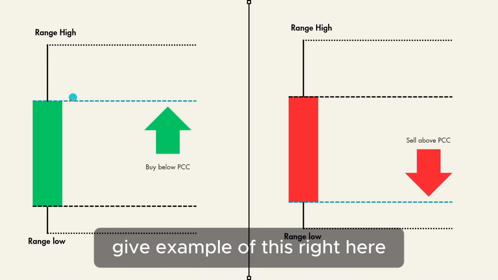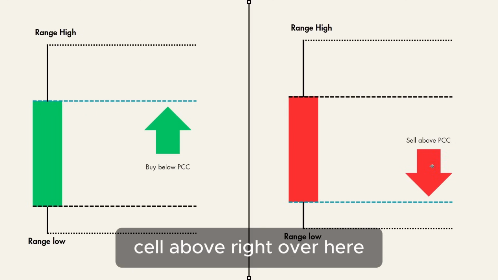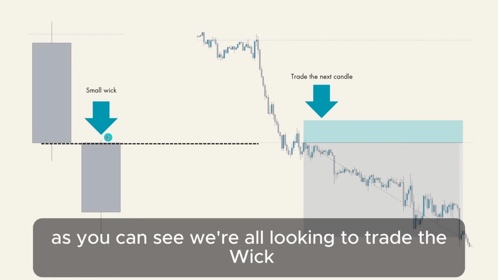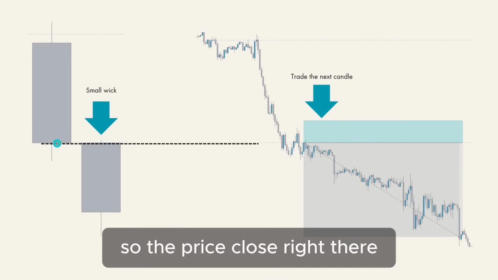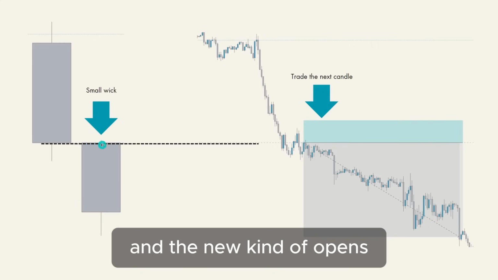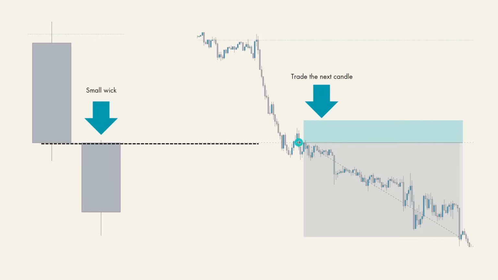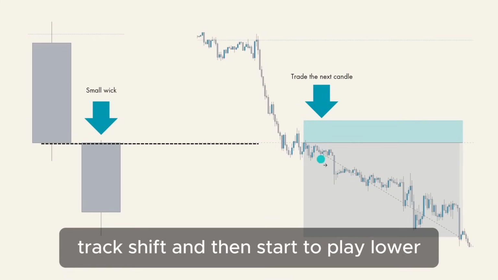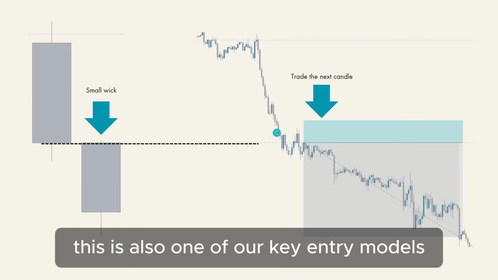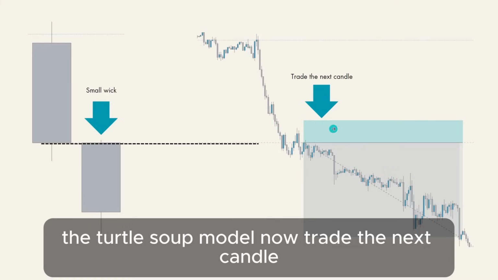We have an example of this right here. Previous candle close, buy below. Previous candle close, buy above, sell above. And right over here, as you can see, we're always looking to trade the wick and using that to our advantage. Price closes right there, and the new candle opens. It expands upward above that previous candle close. And right over there, you're then looking to see price make a market structure shift and then start to play lower. This is also one of our key entry models, the turtle soup model.